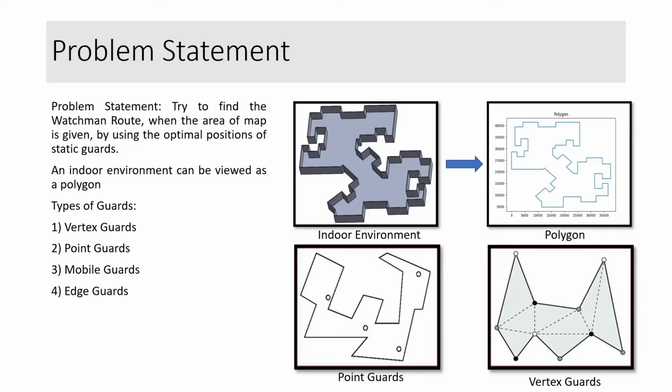There are different types of guards. So there are four types of guard. A vertex guard is a stationary guard present at the vertex of the polygon. A point guard is a stationary guard present anywhere inside of the polygon. A mobile guard is a guard that moves anywhere inside the polygon, given that it does not hit any obstacle. And an edge guard is a guard that moves along the edge of the polygon.